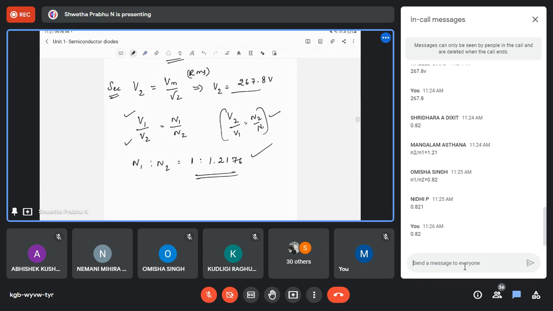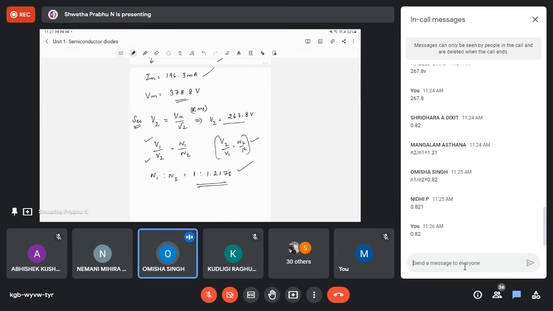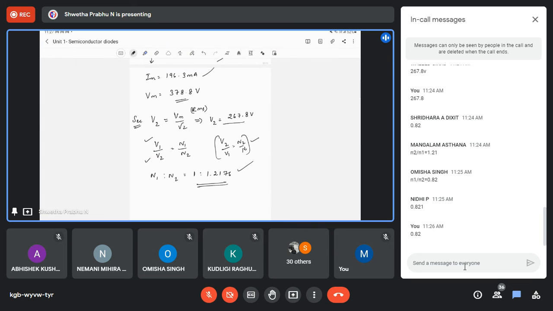Any other questions? Please make a note of the answer. Can we leave it as a decimal, like calculate this fraction and then write it as 0.821? No, you have to write in terms of ratio because they're asking you the ratio, N1 is to N2. In that form only you write. You can also calculate V1 by V2 and keep that value, but since they're asking you turns ratio, you keep the value in terms of ratio. Shall we proceed? Yes, ma'am.